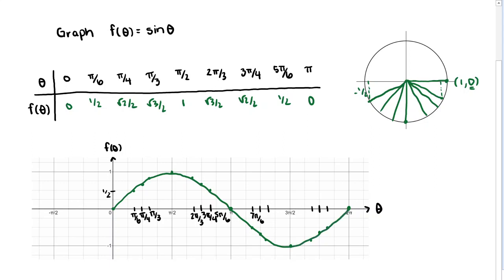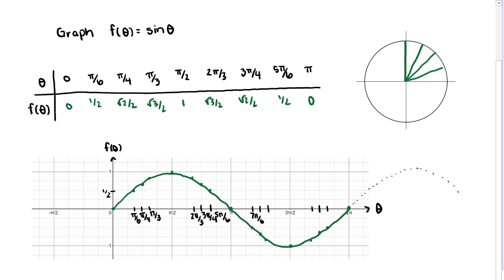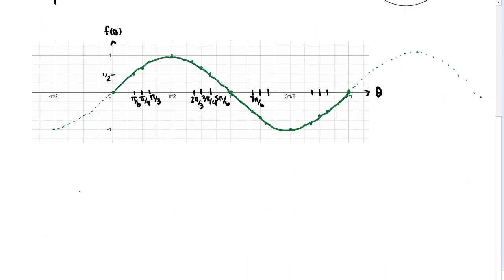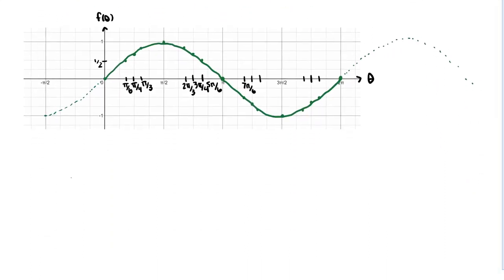So as we plug in angles past 2 pi, we would start going through the same values on our unit circle, right? As I start plugging in larger and larger angles, we would go through the same values on our unit circle, and so we'd really start repeating this graph. This part of the graph that we've already sketched out would just repeat itself as we go forward, and as we go back, looking at negative angles.